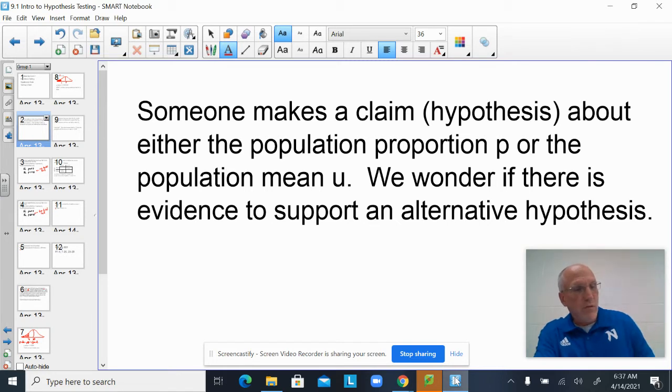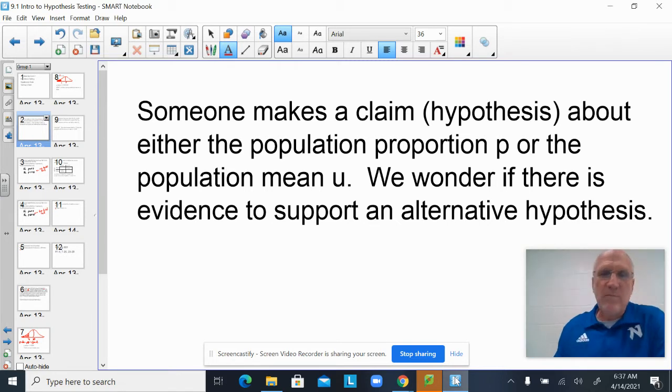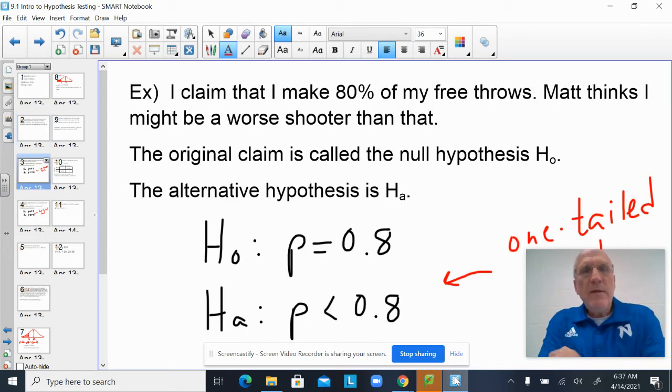So you have to look for the original claim and then look for what the alternative hypothesis might be. We'll throw an example out here and walk our way through this process. Example: I claim that I make 80% of my free throws. Matt thinks I might be a worse shooter than that. So we're always going to have two hypotheses.